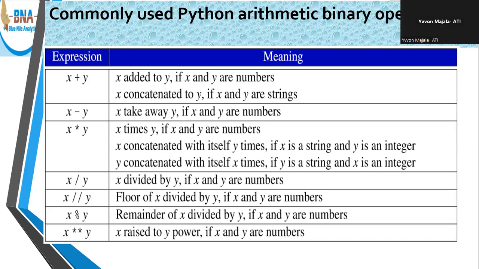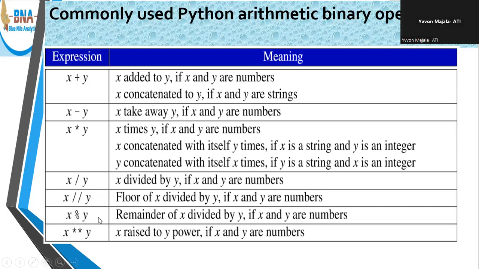Okay, x divided by y if x and y are numbers. And I want you to notice there is this sign here that has two divide symbols. This is x integer-divided by y if x and y are numbers. The single one is just a division, but this one is an integer division. When you do division, it will give you a float as an answer. But when you want to get an integer as an answer, you use this divide that has two divide symbols.